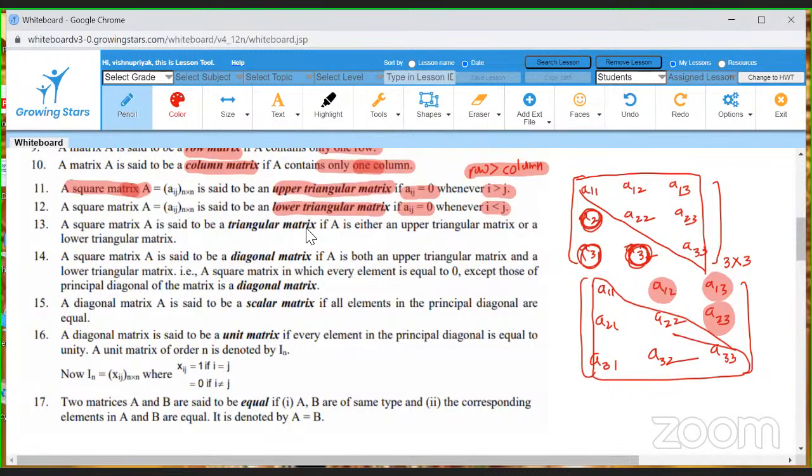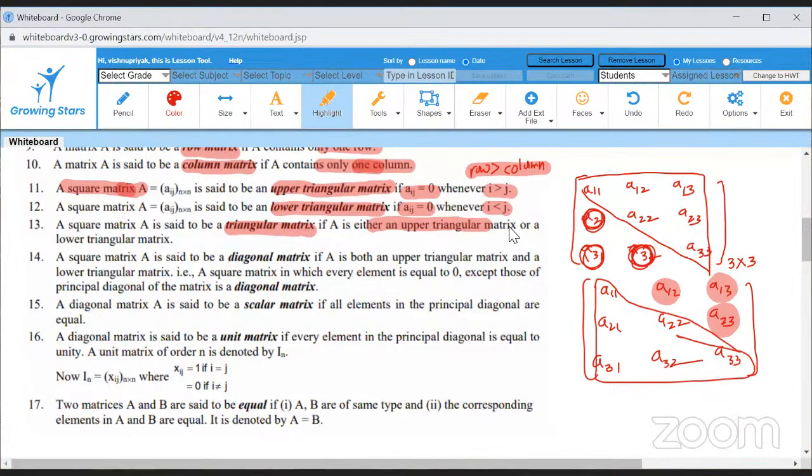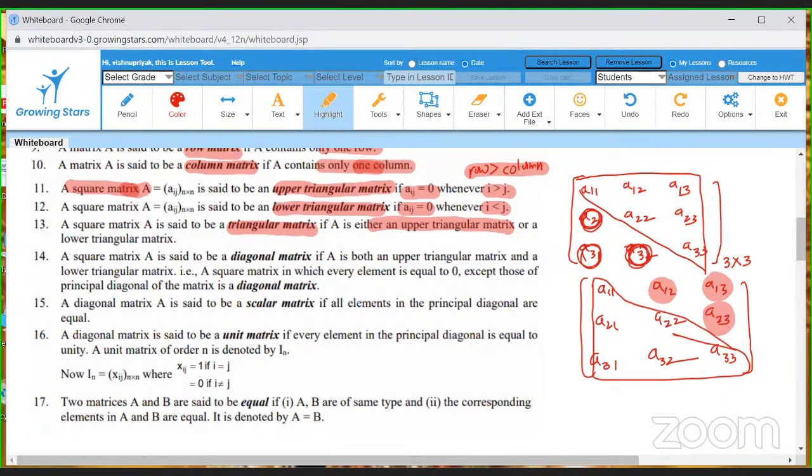Triangular matrix means, on the whole, an upper triangular matrix is called a triangular matrix. A lower triangular matrix is also called a triangular matrix.